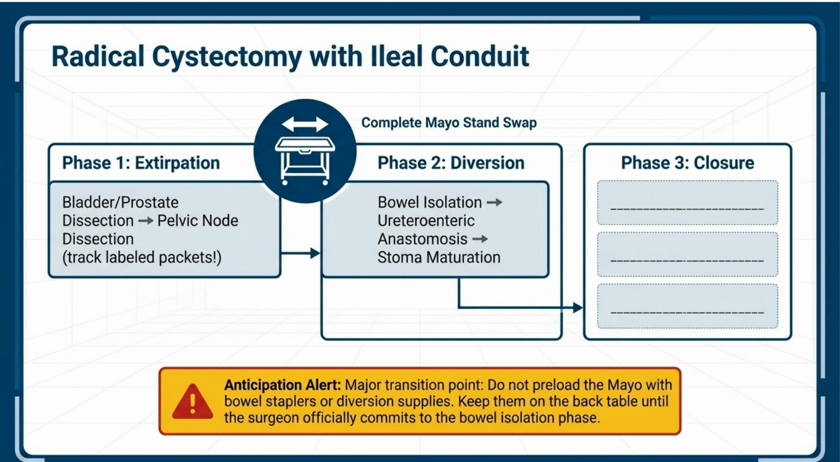This surgery involves three phases: extirpation, diversion, and closure. After removing the bladder, the surgeon creates a urinary diversion using bowel. A major transition occurs between phases, requiring equipment changes. Supplies should only be introduced when the surgeon commits to the next phase.